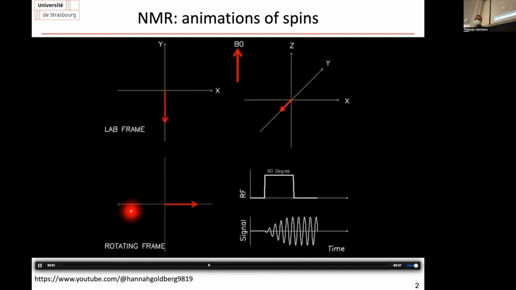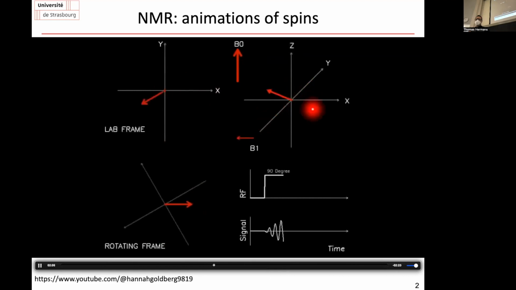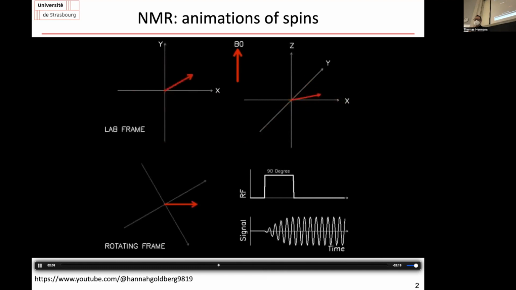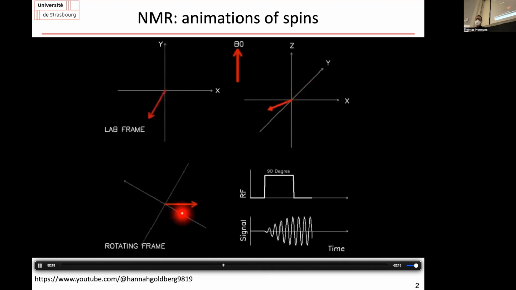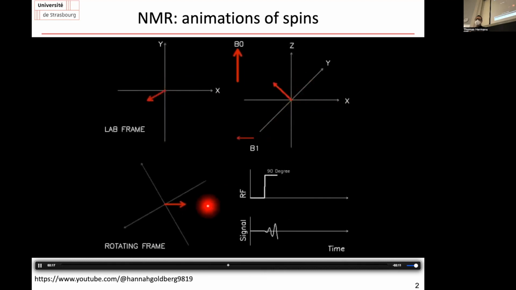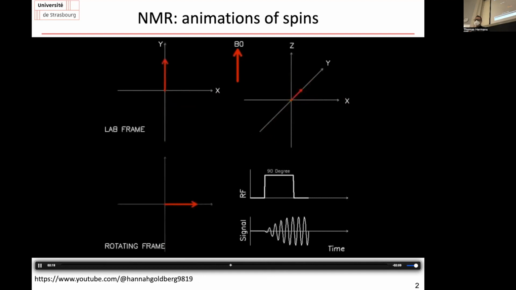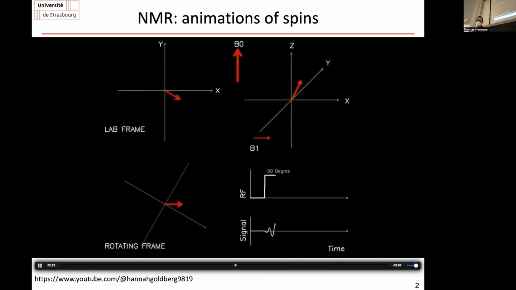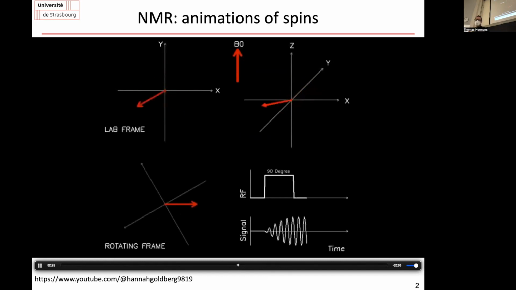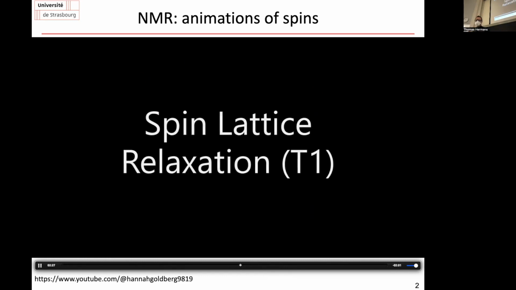This is the drawings like I made before. So you can see that in the lab frame, it's incredibly difficult to follow and to draw anything. But in the rotating frame, we see that the 90-degree pulse gives this spin flip, and then the spin will decay again, right? And that goes through these two mechanisms, T1 relaxation, T2 relaxation, which we'll also go back into.